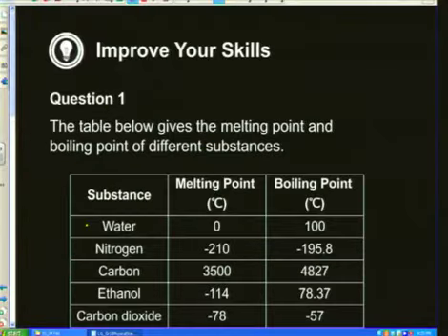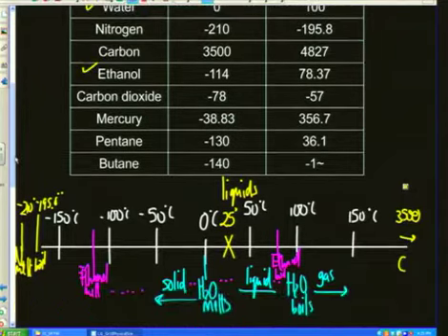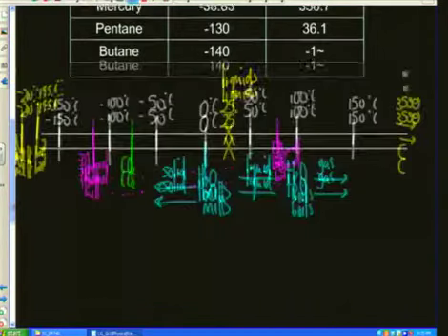Next. What else? We've had that one. Carbon dioxide. I'm going to change color and let's put it on our table. On our number line, it was minus 78 degrees Celsius. So there, CO2.